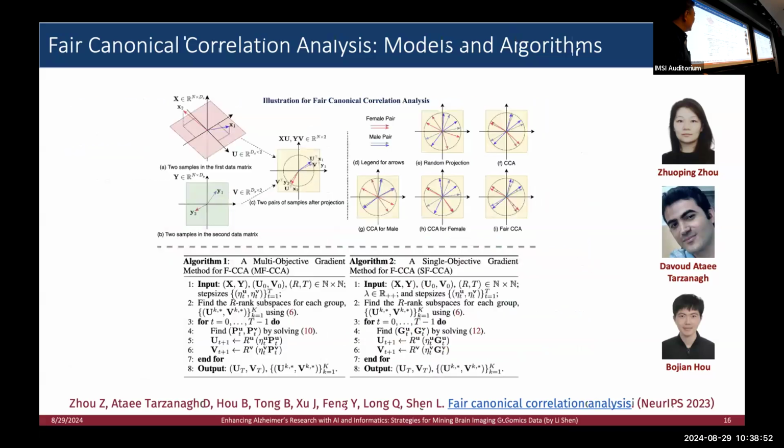The idea is, if you map these two modalities randomly, they are not aligned. But if you use traditional CCA, the male group may align better than the female group. You can do stratified analysis, but if you just align the females, the males are not well aligned, and vice versa. What we want is to build a fair model so that the disparity is minimized between the male group and the female group. So we have an algorithm and a model defined.